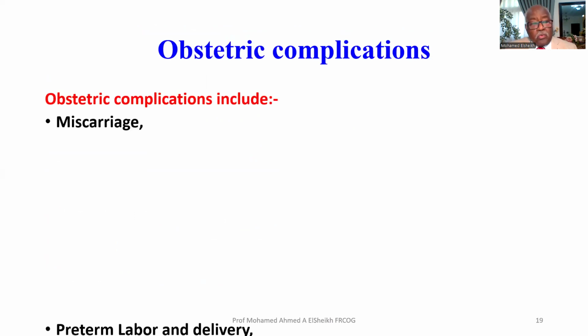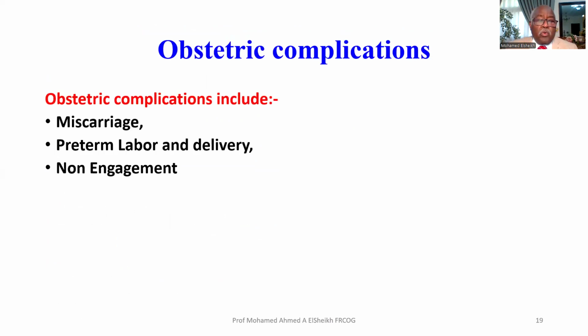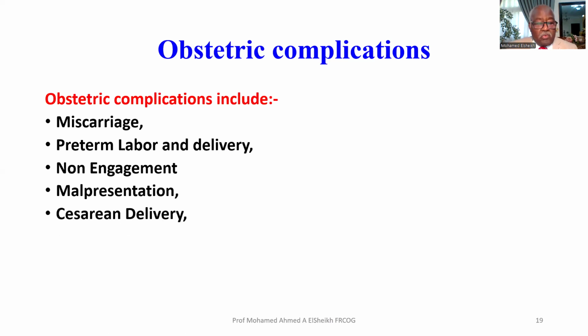What sort of complications do we get? Let us deal with the obstetric complications. What happens if a lady conceives with a fibroid? She may miscarry. So the end will be miscarriage. She may have preterm labor and delivery. If that didn't happen, she may have failure of engagement of the presenting part or malpresentation, either breech or transverse or whatever it is, or if it is cephalic, then there is non-engagement.